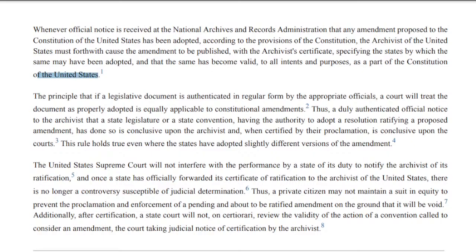So we're getting into those amendments here. The principle that if a legislative document is authenticated in regular form by the appropriate officials, a court will treat the document as properly adopted is equally applicable to constitutional amendments.